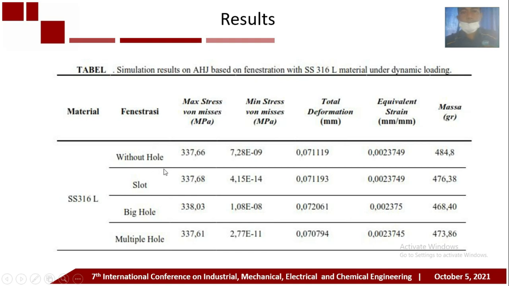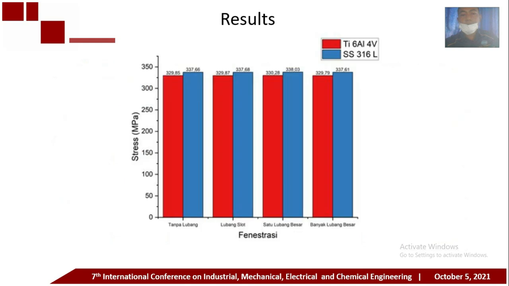The SS316L material is not safe because the maximum stress produced is above the yield strength of the SS316L materials. From the table, it can also be seen that SS materials produce a higher maximum stress than the titanium material for all types of variations. The comparison of the maximum stress generated under dynamic loading can be seen in this figure.